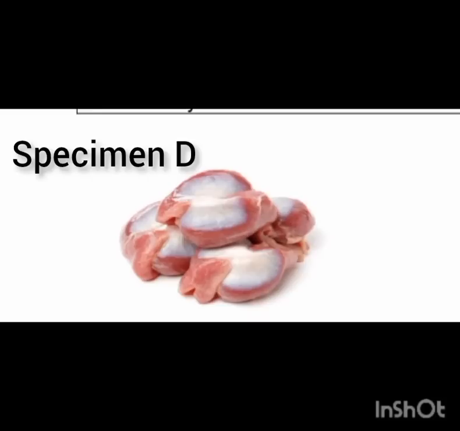So talking about the next specimen, specimen D, and that is the gizzard of fowl. So what is the function of the gizzard and how does it look like? So the gizzard is basically the stomach of the chicken and it is made up of muscular walls that contract. It has a white or silver-like part in the body and the tip and edge look red.